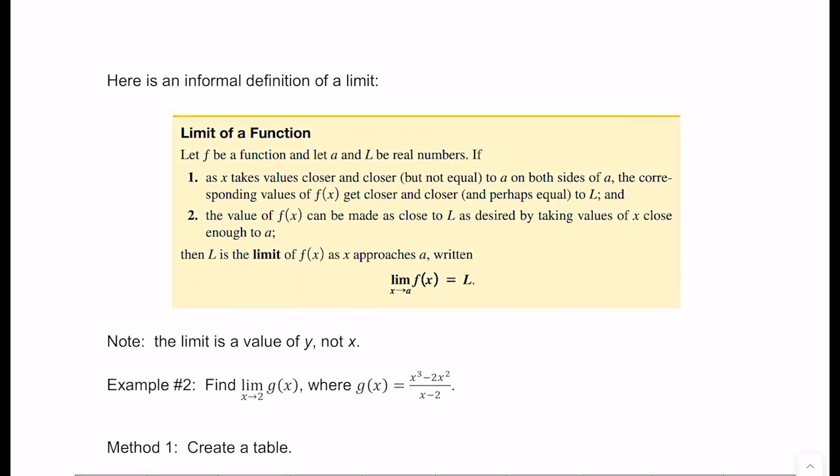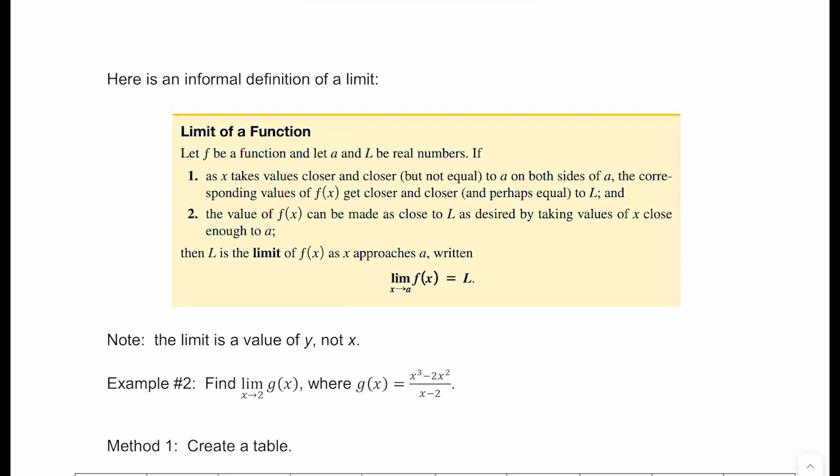So here's an informal definition of a limit, and the reason we call it informal is because we're going to use terms like closer and closer, or can be made as close to L, but we're not actually defining that. So let f be a function and let a and L be real numbers. If, as x takes values closer and closer but not equal to a on both sides of a, the corresponding values of f of x get closer and closer and perhaps equal to L.